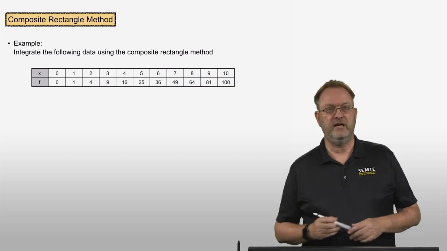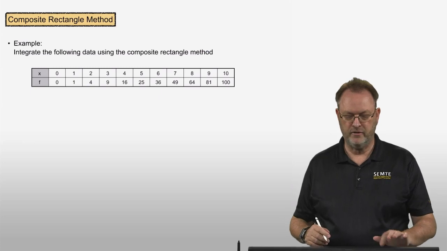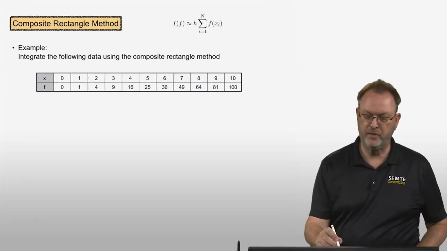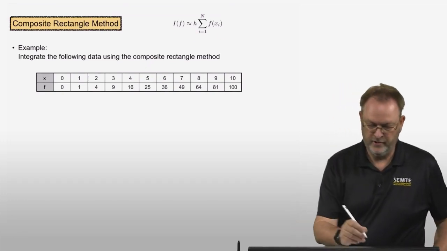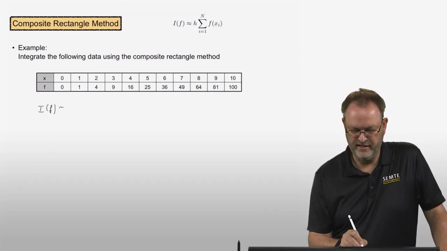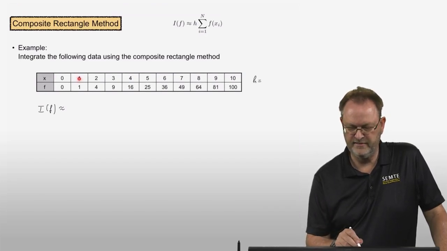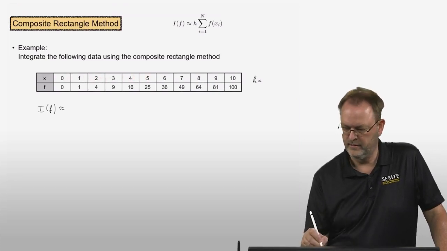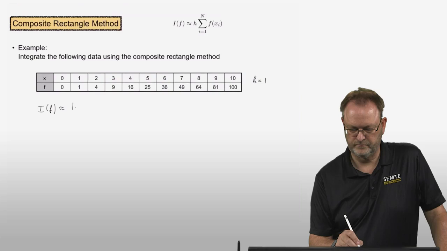Let's do an example for this. I'm going to integrate the following data set here using the composite rectangle method. And I've copied over the formula here again for the composite rectangle method. So the formula says that the approximation of this integral of this function is simply h. Now what's h? If I look at this data here, the spacing between adjacent points in the x direction is just 1. So h is 1. So the formula would be 1 times the sum from i equal to 1 to n.